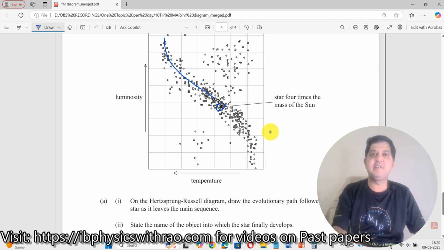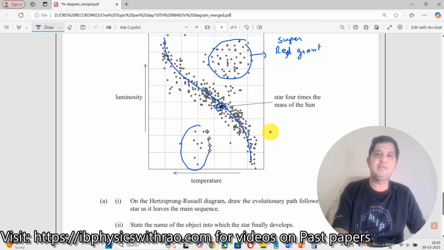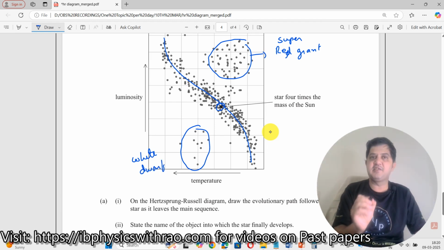So this is your main sequence star, right? Then this is your red giant. This is your super red giant, something which you need to know. And then this is your white dwarf. Now we have named the clusters. We have not asked you to name the clusters, but we have named them for the sake of convenience.